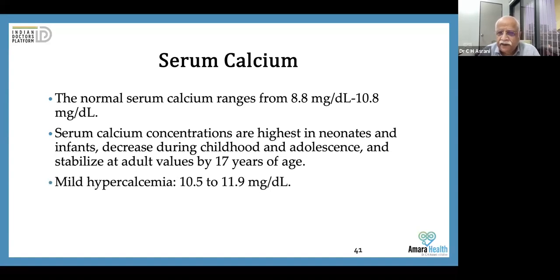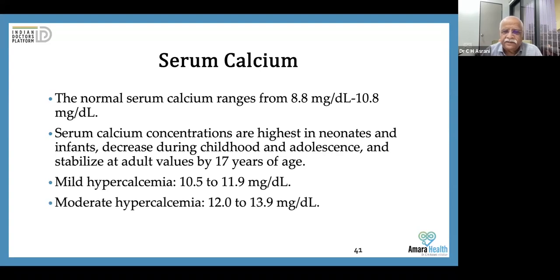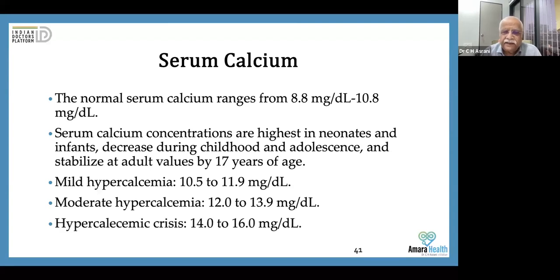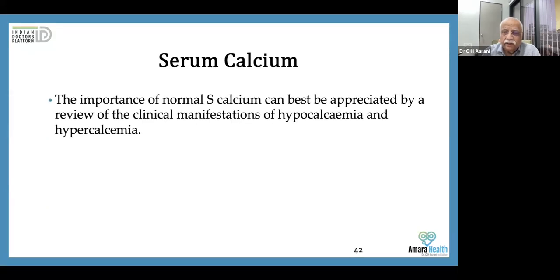Mild hypercalcemia is 10.5 to 11.9 milligram per dl. Moderate hypercalcemia is 12 to 13.9 milligram per dl. And hypercalcemic crisis is 14 to 16. These patients will go into crisis. You may get ECG changes also.